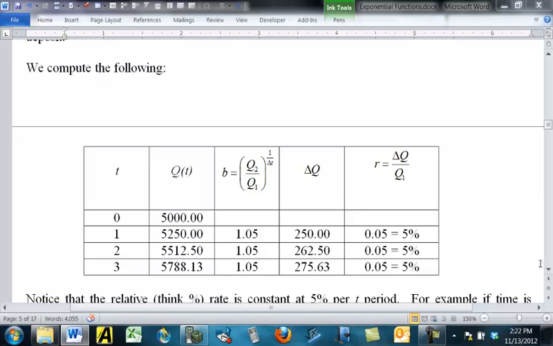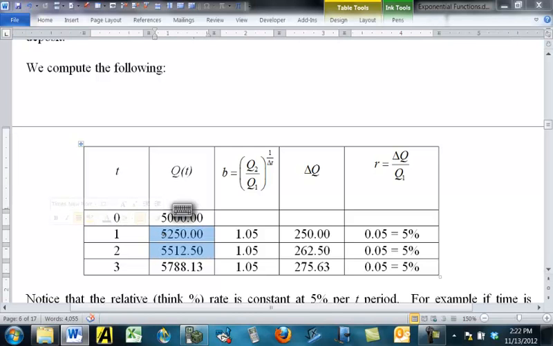At time 0, we have $5,000. At time 1 year later, we have $5,250. Notice that's an actual increase of $250. That's delta Q. The next time it goes up more than $250, it goes up $262.50. We found that by doing $5,512.50 minus $5,250. We found the 250 by subtracting the 2 before. And finally, we find that $275.63 is what we get from going from year 2 to year 3.